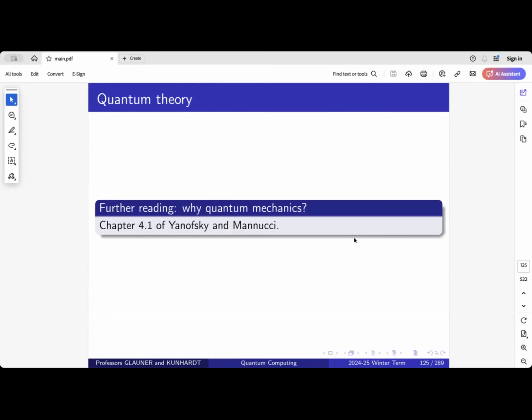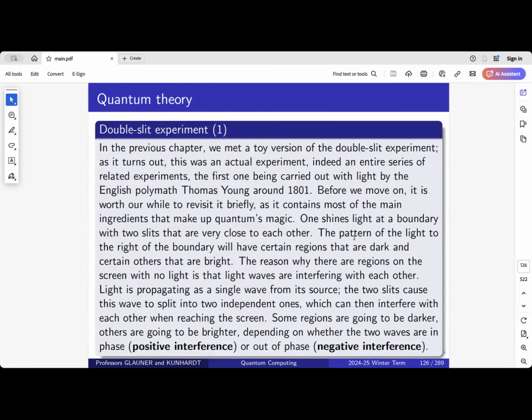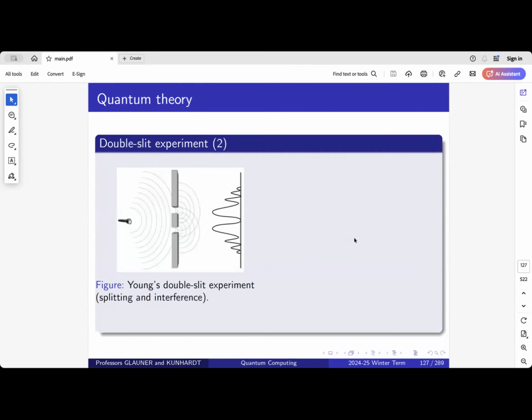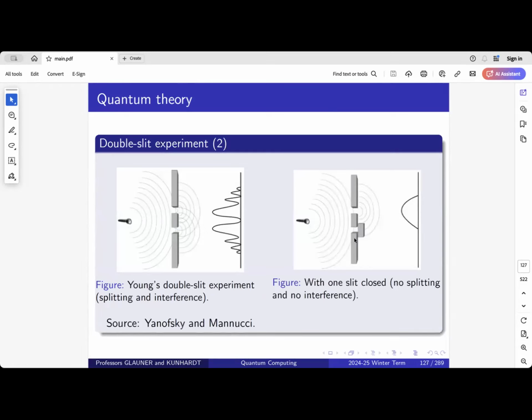The book provides lots of more insights about the double slit experiment. If you wish to read it, take a look in the book. The double slit experiment is not necessary further for this course. But the book also describes one scenario in which would happen.